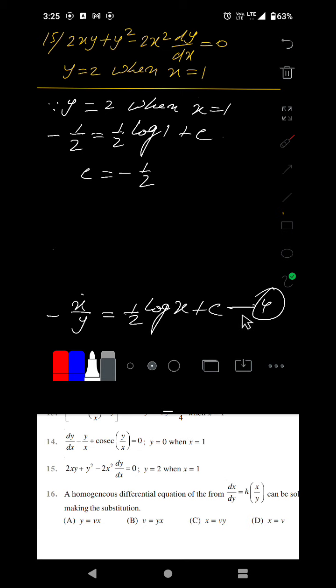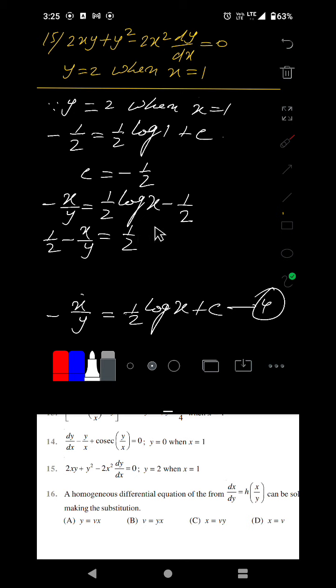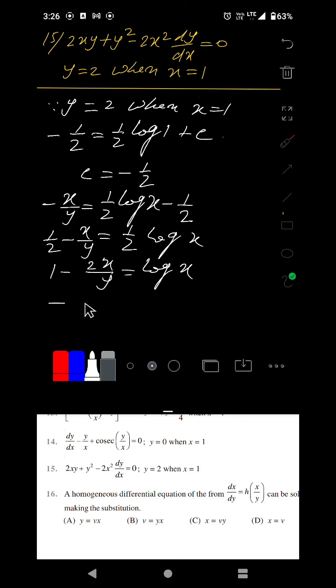So putting c is equal to minus half in equation number 4, we have minus x upon y is equal to 1 upon 2 log x minus 1 upon 2. Now transposing 1 upon 2 to left hand side, we have 1 upon 2 minus x upon y is equal to 1 upon 2 log x. Multiplying both sides by 2, we have 1 minus 2x upon y is equal to log x. Now taking LCM as y, y minus 2x upon y is equal to log x.